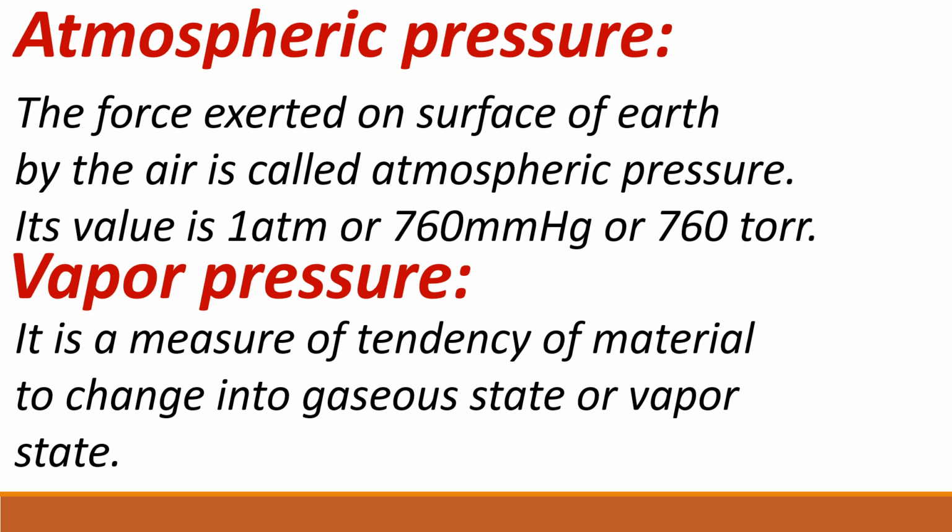Now, what is vapor pressure? It is a measure of the tendency of a material to change into the gaseous state or vapor state. For example, when we heat a liquid, the liquid starts boiling and vapors are formed. These vapors exert pressure on the surface of the liquid. This pressure is called vapor pressure. So I have told you about pressure, atmospheric pressure, and vapor pressure.